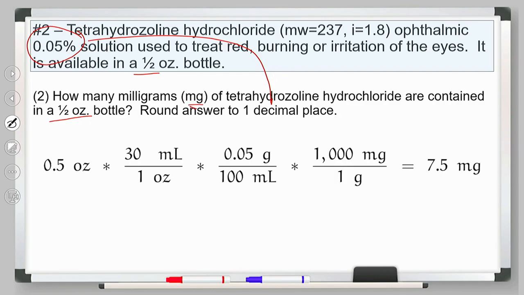Step one, are you getting 7.5 milligrams? And again, that's from a half ounce times 30, which would give us 15 milliliters. 15 milliliters times 0.05 grams per 100 milliliters gives me my weight in grams. And then if I multiply that by 1,000, that would give me milligrams at 7.5 milligrams, all right? So here's the deal. That's the therapeutic concentration I need for my tetrahydrolysine in my eye drop, okay? I have 15 mils of an eye drop, so I need to have 7.5 milligrams of tetrahydrolysine.